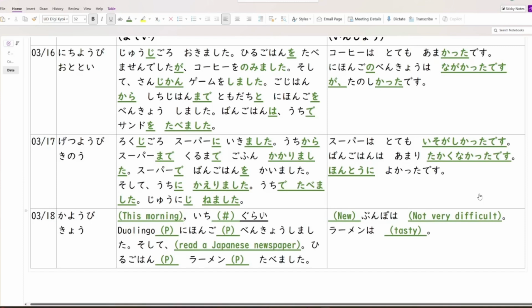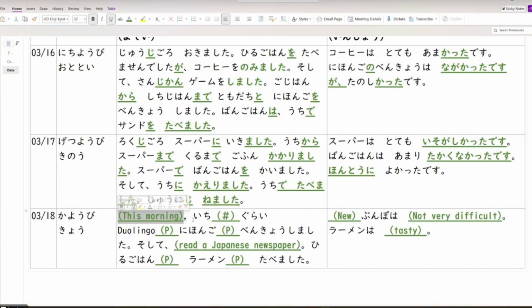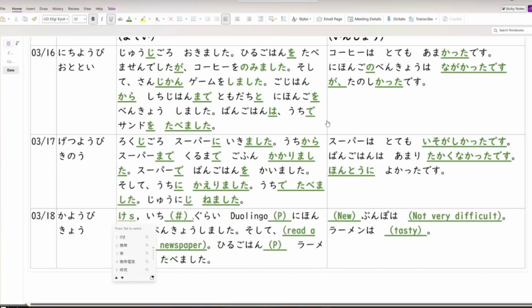Okay. This morning, asa. Is it just asa or is there something else on it? Yeah, this one's a little different. Kyō asa? This one's kesa. Kesa. Ah, shoot. Okay. I don't know if I would have gotten there.